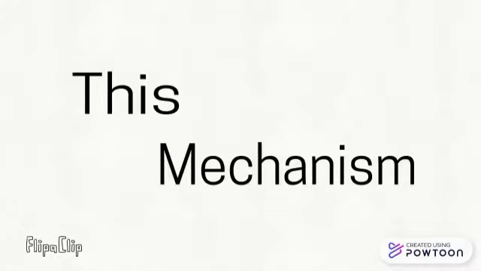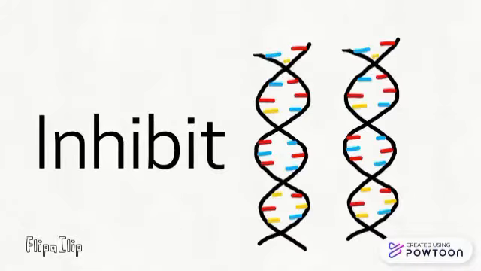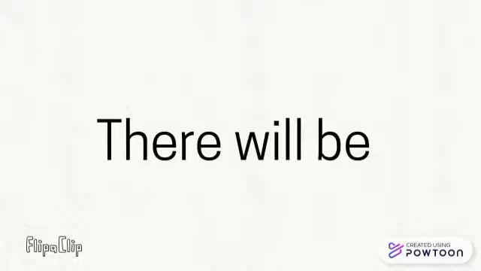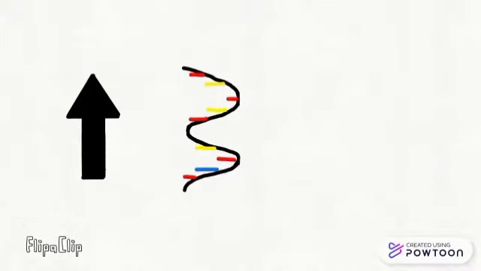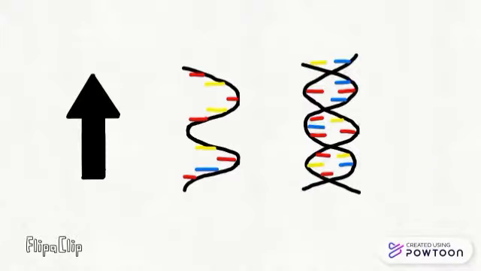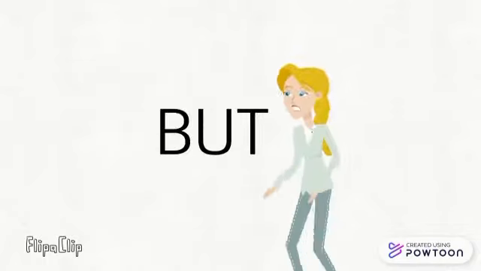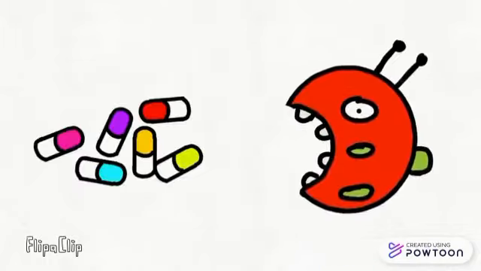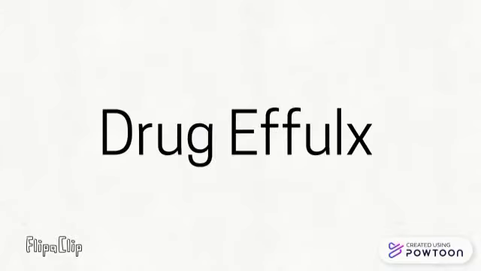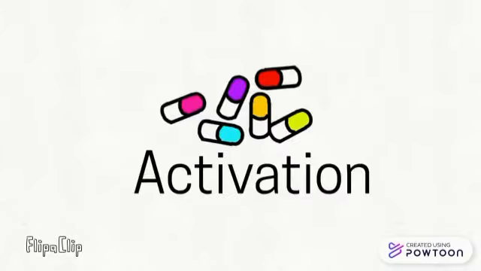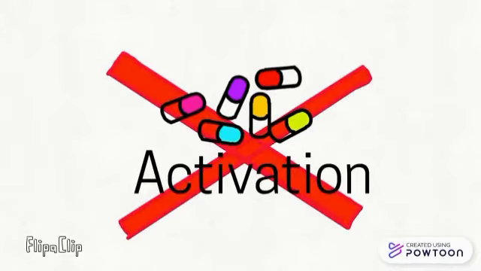This mechanism will inhibit DNA synthesis and damage the DNA by oxidation. In the end, there will be a high level of single-strand and double-strand DNA breakage, leading to DNA degradation and cell death. But in the case of drug-resistant cells, there will be drug efflux, and the drug activation will not happen.